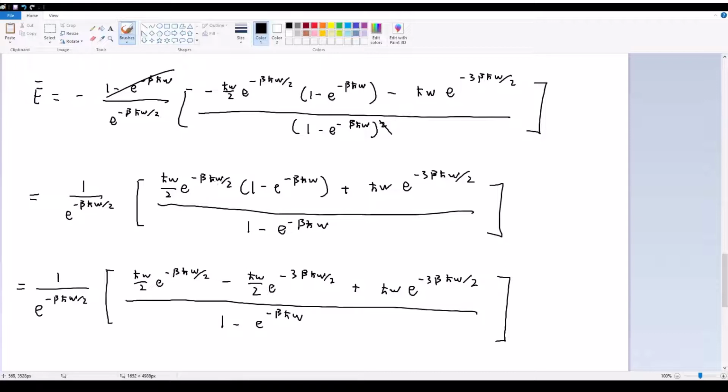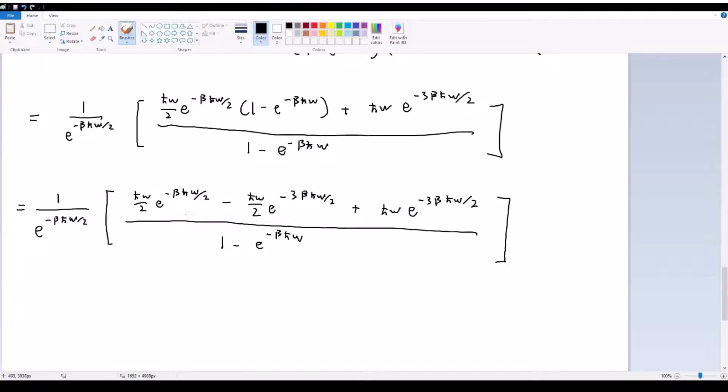Did I make a mistake here? No, I did not. Okay. So immediately, the next thing I see is I can cancel out e to the negative beta h bar omega over 2 with everything. So this is going to give me h bar omega over 2.